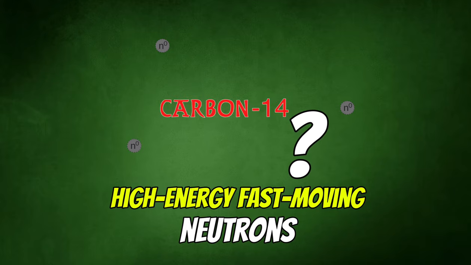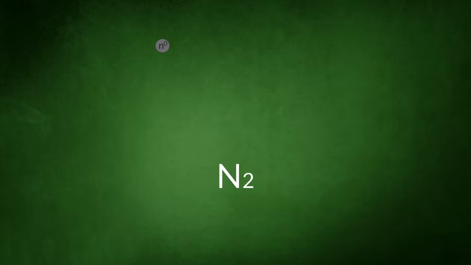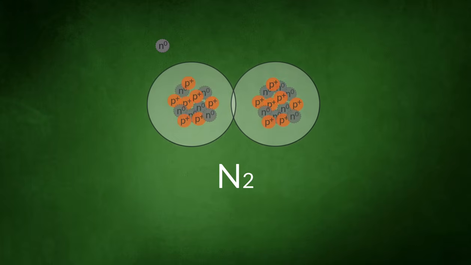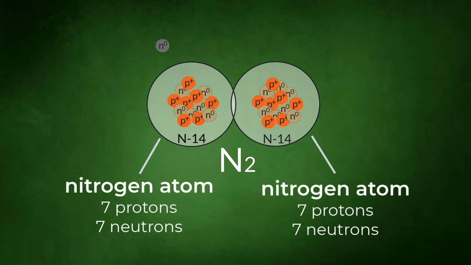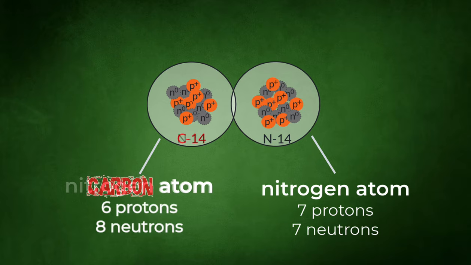How? Well, remember that nitrogen gas is N2. It's two nitrogen atoms bound together. Those atoms are what we call nitrogen-14, meaning that they each have 7 protons and 7 neutrons. If an extra neutron collides with one of those nitrogen-14 atoms, it can knock out one of those protons. With one less proton, that nitrogen atom is no longer nitrogen at all. It's been transformed into a carbon atom, specifically the isotope carbon-14, which has 6 protons and 8 neutrons.